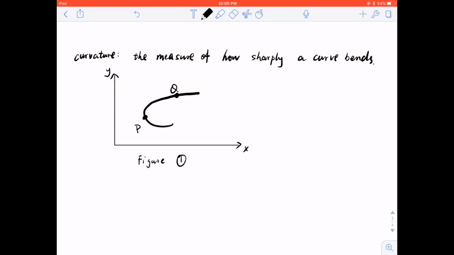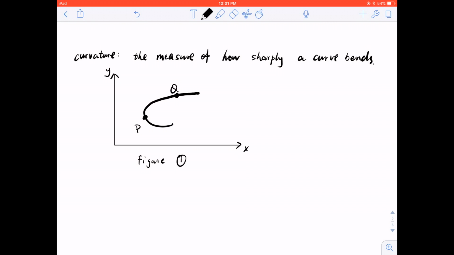In the second part of section 12.5, we're going to learn about curvature. Curvature is the measure of how sharply a curve bends. For example, in figure 1, you can simply tell that point P has a greater curvature compared to point Q because the curve bends more sharply at point P than at point Q.